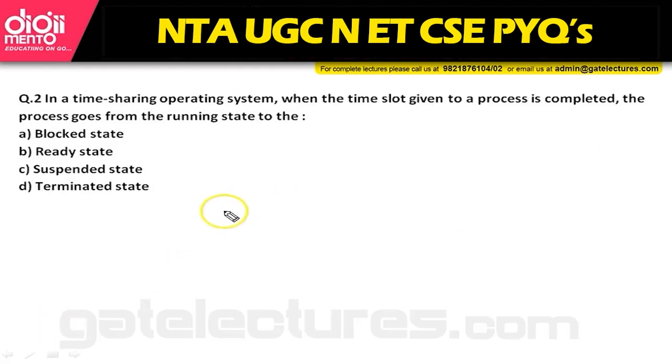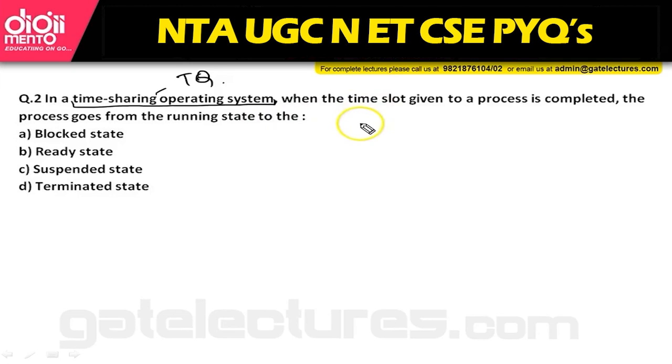So we have the next question, which says: in a time sharing operating system, when the time slot given to a process is completed, the process goes from the running state to the blocked state, ready state, suspended state, or the terminated state. This question is asked from the process state transition diagram, and they are talking about a time sharing operating system. It means the time quanta is given, like round robin scheduling.